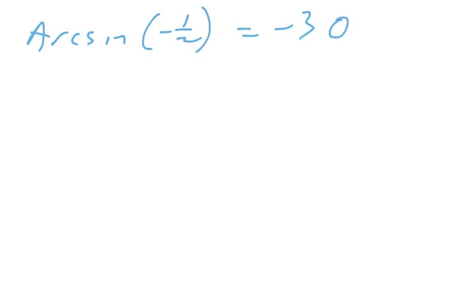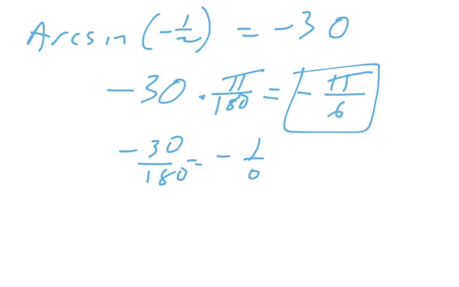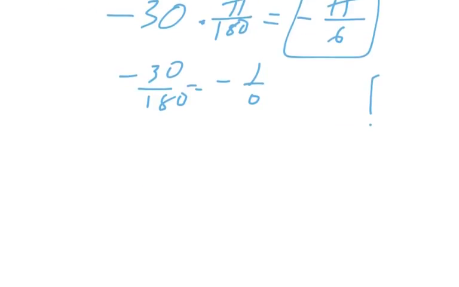For problem number 5, arc sine of negative 1/2 gives me the answer of negative 30. When you put it in your calculator, multiply by pi over 180, and that turns out to be negative 1/6. When we do negative 30 over 180 in our calculator, it's negative 1/6, but we still need the pi in our answer. So we get the answer of negative pi over 6. That's a 6 right there.